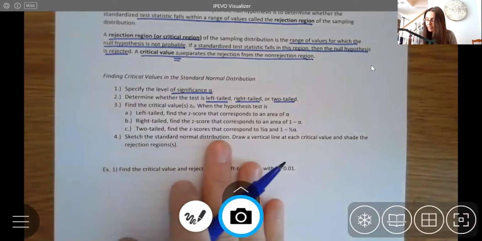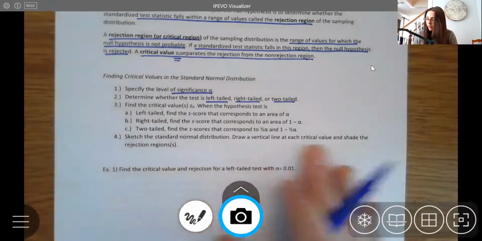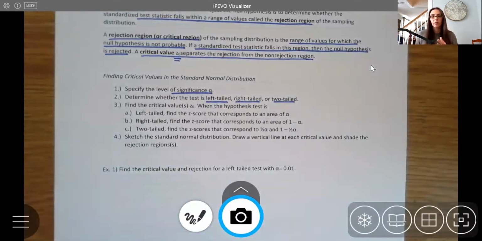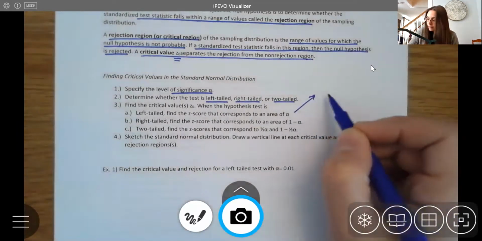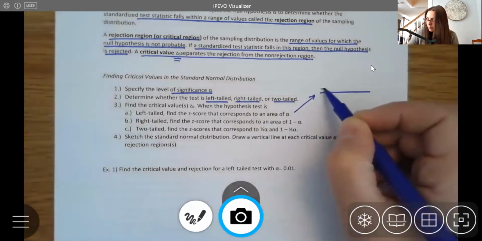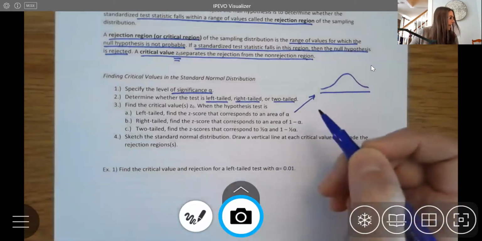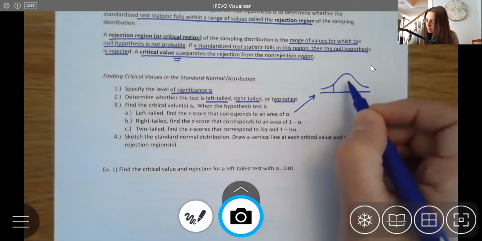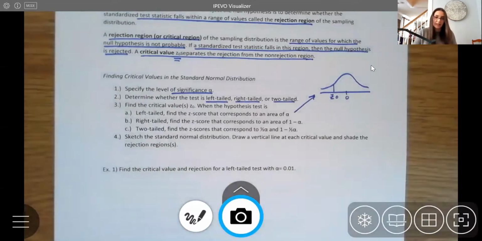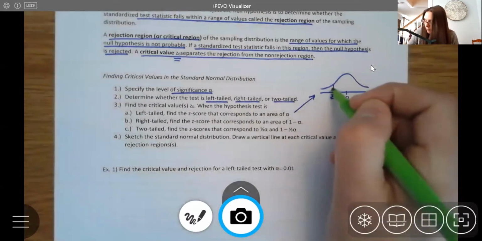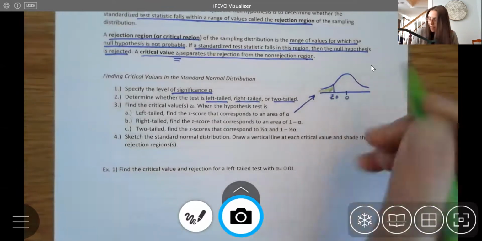You want to definitely draw a sketch here, and draw a vertical line at each critical value to shade in the rejection region. This is another section where that picture is going to be really important. So just quickly, if you're doing a left-tailed test, we have our center at 0, here is your critical value, and your whole critical region is on the left.